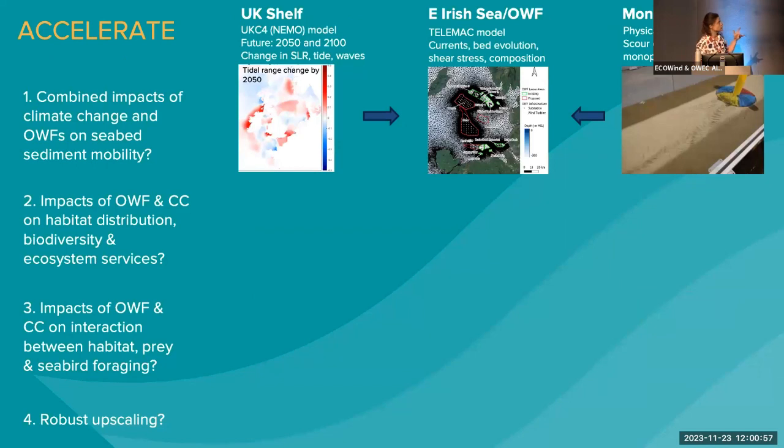I will just talk you through how we are going to try to answer those questions and at what locations or scales we are going to work. In terms of the climate impact, we're looking at UK shelf-wide modeling using the NEMO model and incorporating the effect of sea level rise, change in waves, tides, and storminess. We're predicting for 2050 and 2100, and so predicting what that is going to do to the shear stress and the bed mobility.